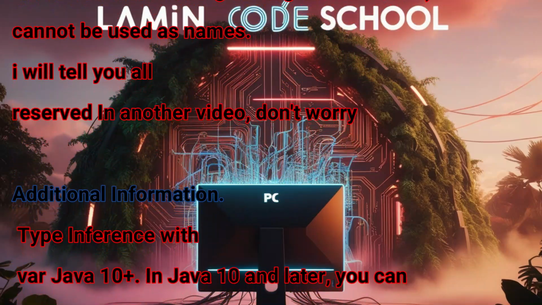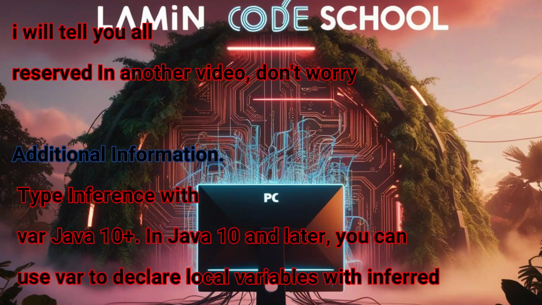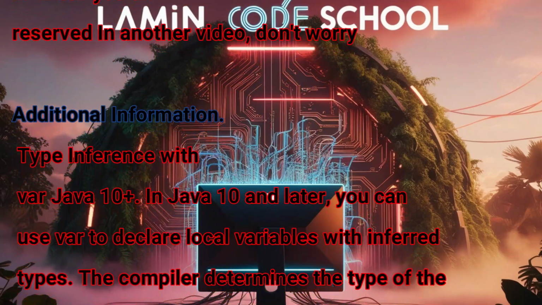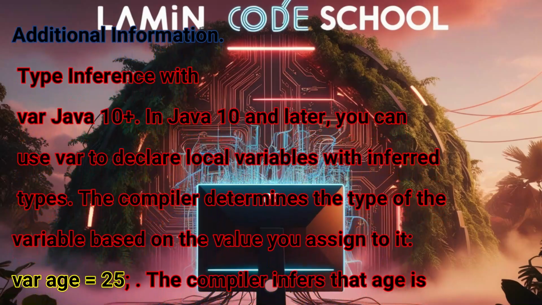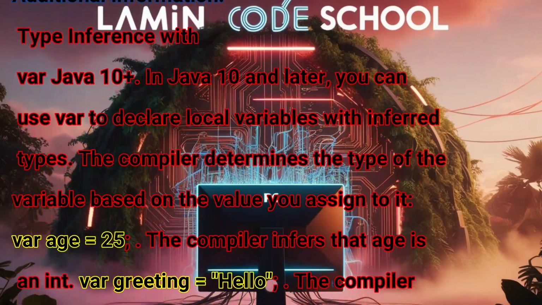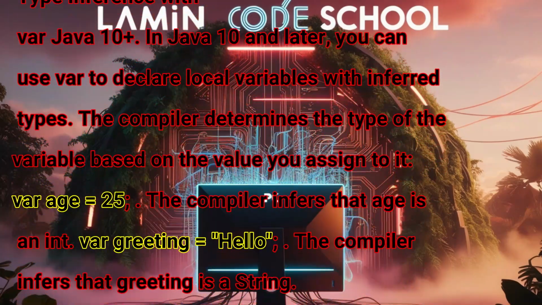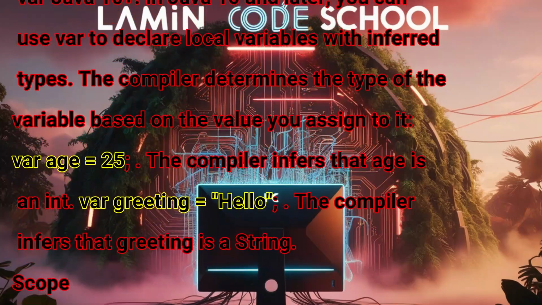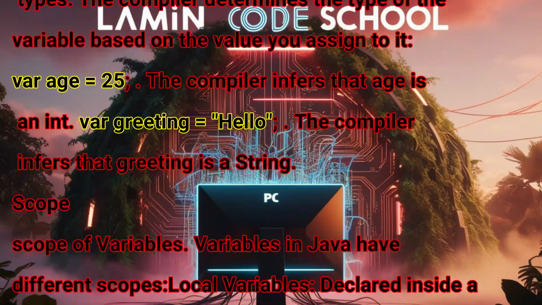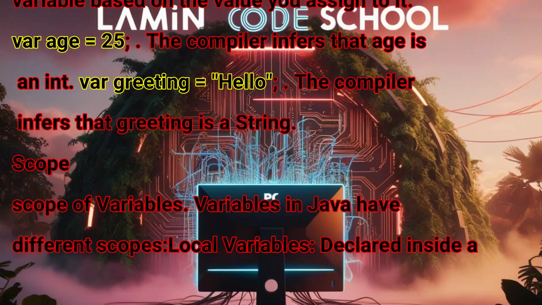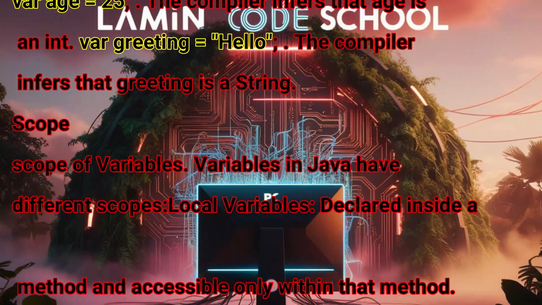Additional information. Type inference with var, Java 10+. In Java 10 and later you can use var to declare local variables with inferred types. The compiler determines the type of the variable based on the value you assign to it. var age = 25; the compiler infers that age is an int. var greeting = "Hello"; the compiler infers that greeting is a String.